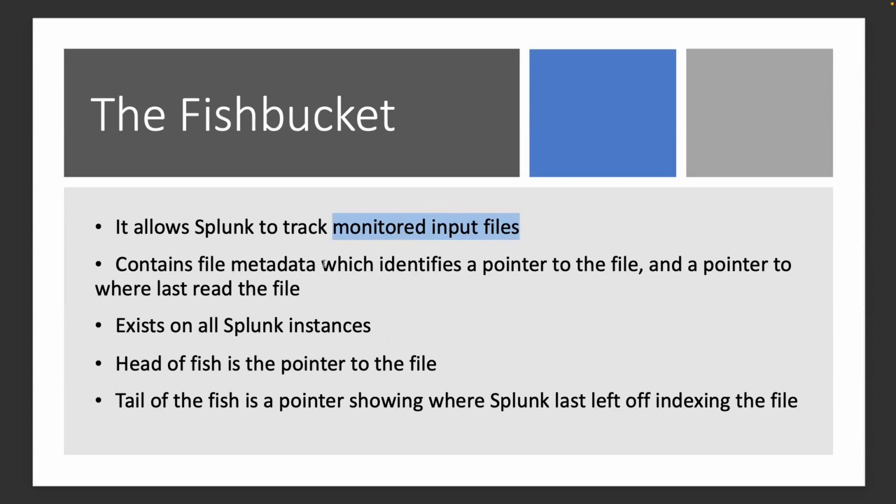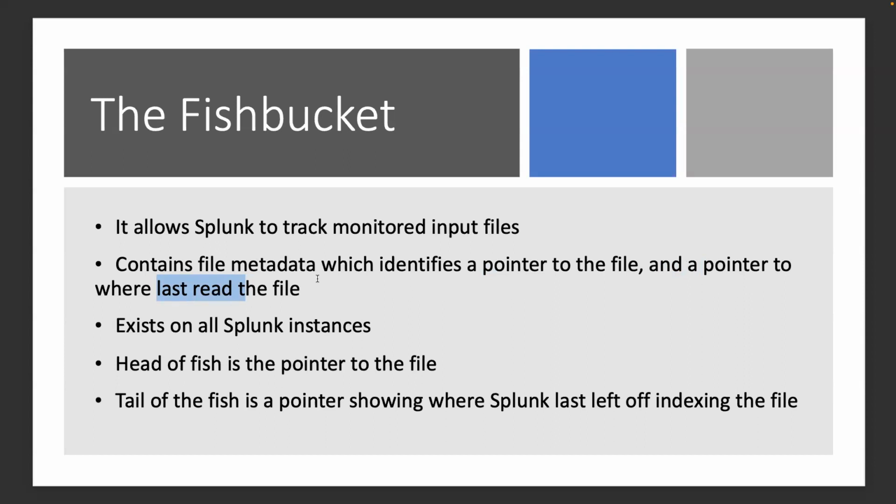It contains file metadata. Metadata is just data, information about the file, right? So it has a pointer to the file. The pointer to the file tells it this is XYZ file. It has numbers that identify the ID of this file. That's my pointer to the file. And then the pointer again to where it last read the file. So it identifies this is the file and this is where I stopped reading the file. So this is like an index. The fish bucket is like an index, where that data is stored.